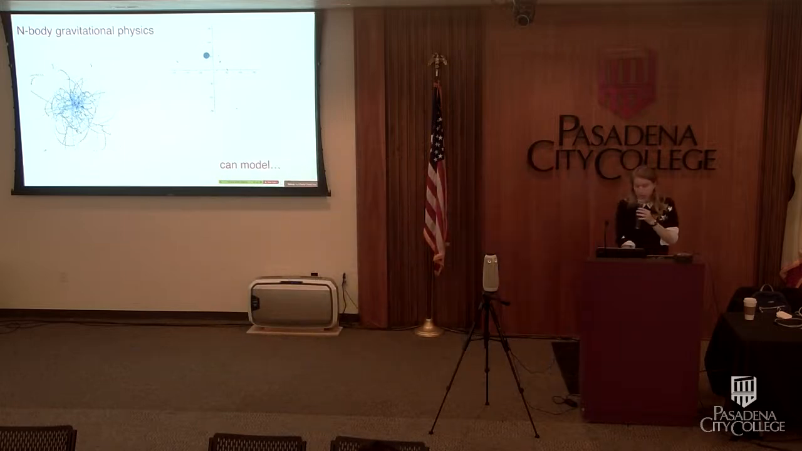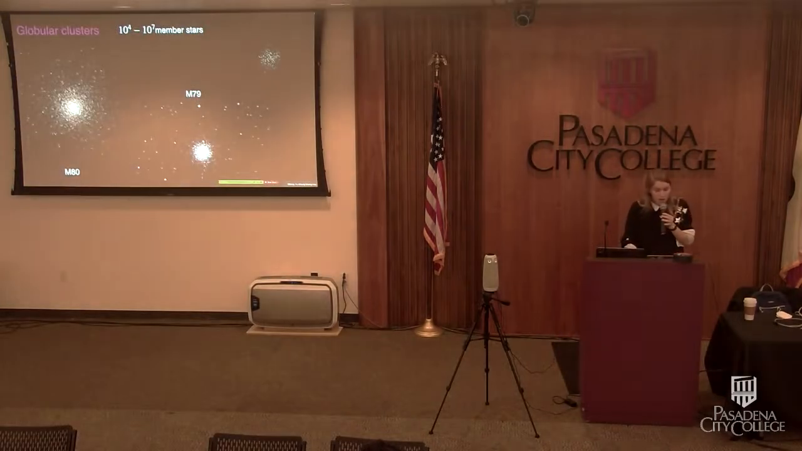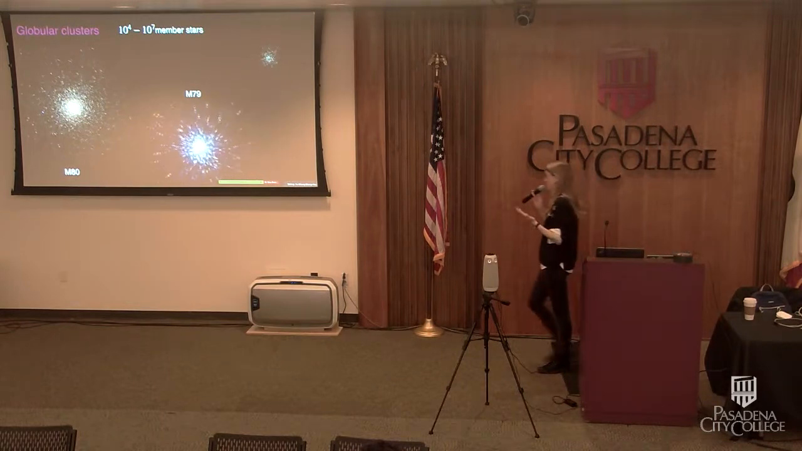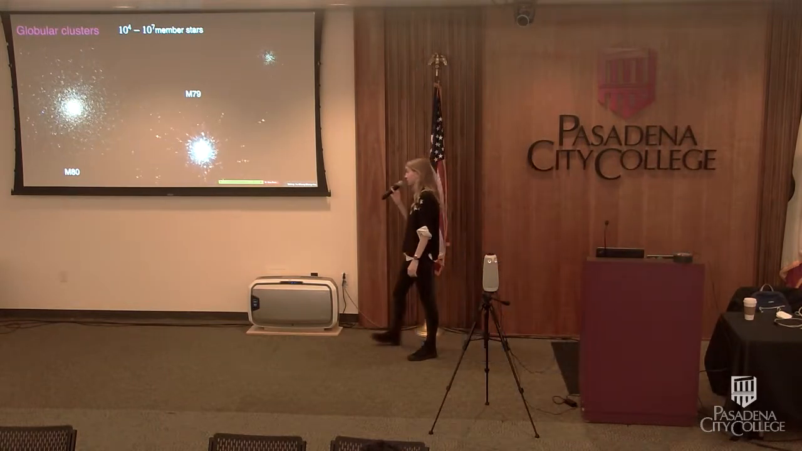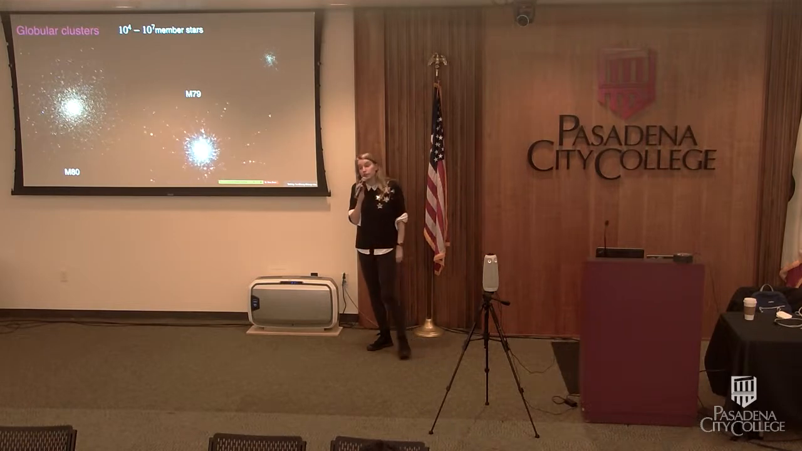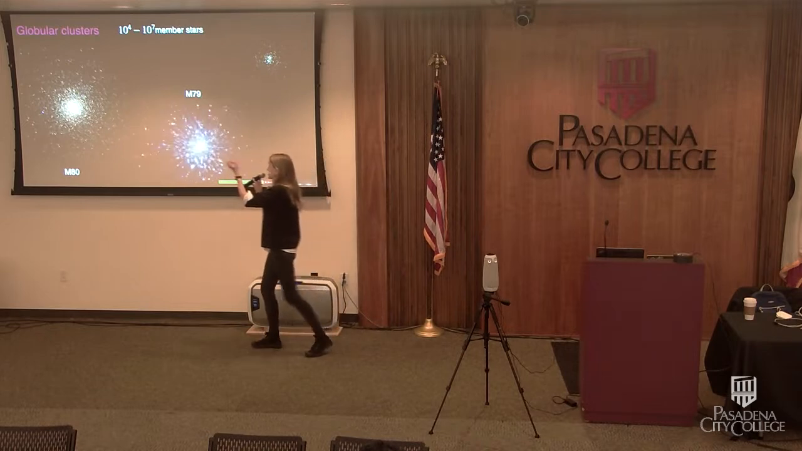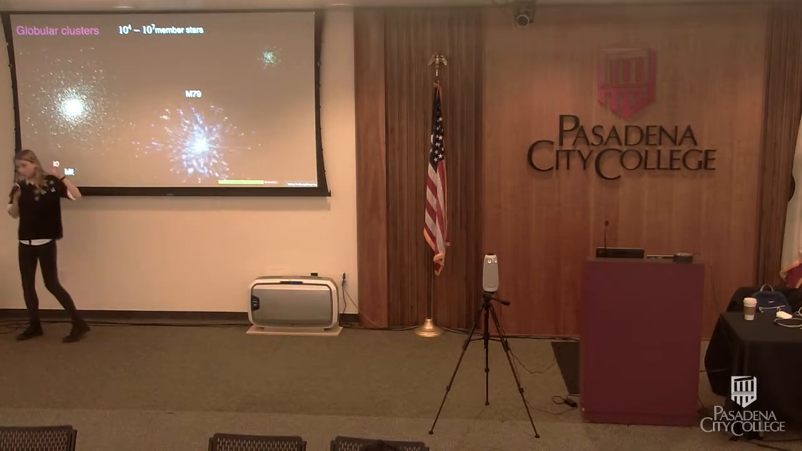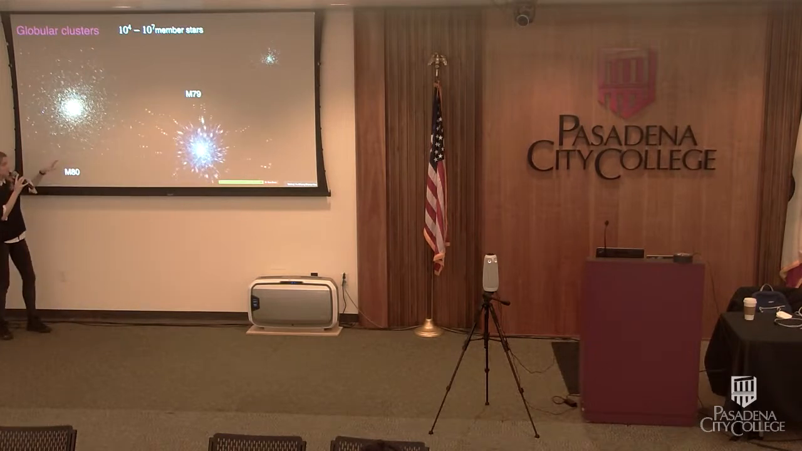And you might ask, well, okay, this is all well and good, but how does this apply to the real world? Well, something like this can actually model the behavior of some well-known astrophysical systems. So there are things in nature known as globular clusters, which are just kind of clusters of stars. They can have 10,000 to around 10 million member stars.